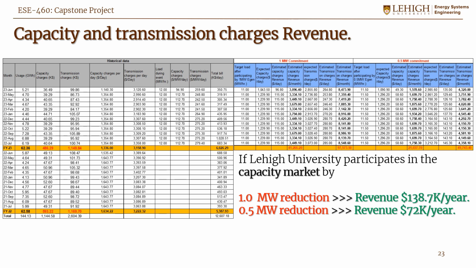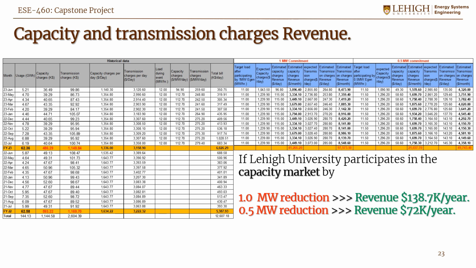By getting Lehigh University's usage during last years and comparing the peak load during events, we can estimate the potential revenue from participation in the capacity and transmission charges in the capacity market. We estimate two scenarios: if Lehigh University turns on generators to reduce peak demand by 0.5 megawatt, we could achieve revenue of around $72,000 per year, from reduction in the capacity and transmission charges of the next year.